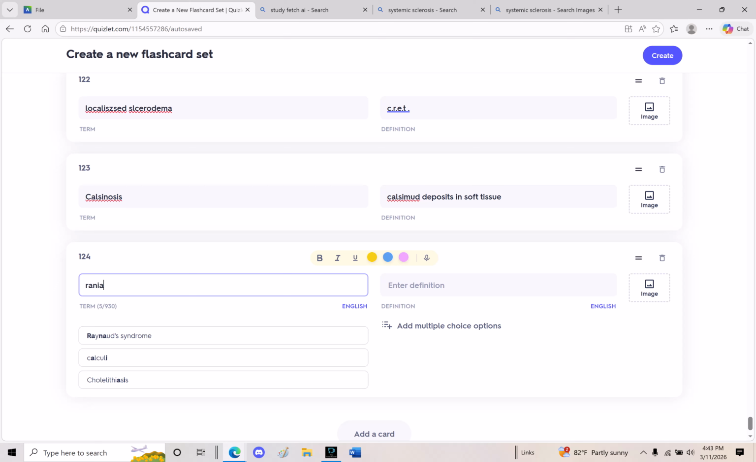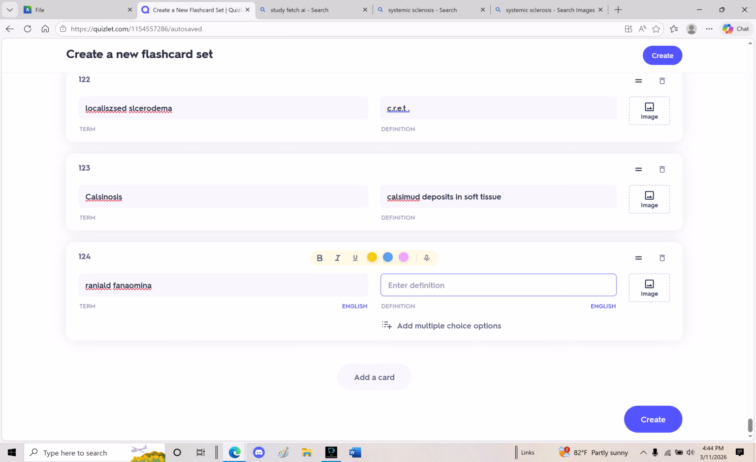Raynaud phenomenon. We talked about Raynaud syndrome, where you have vasospasm of the finger vessels, and you have that color change. That is something you will see in limited scleroderma. Just color change of the skin: you'll see white to blue to red. It's vasospasm of the finger vessels. He loves Raynaud syndrome.